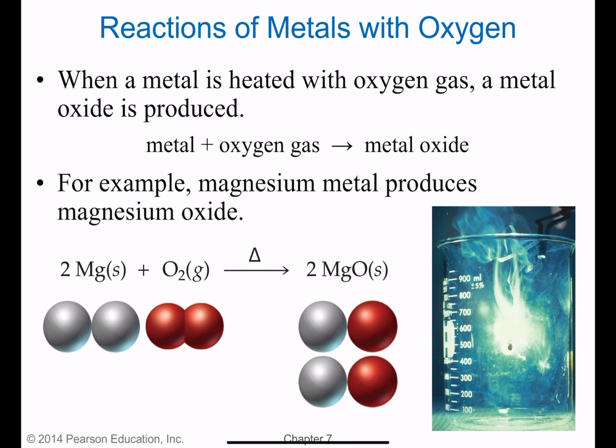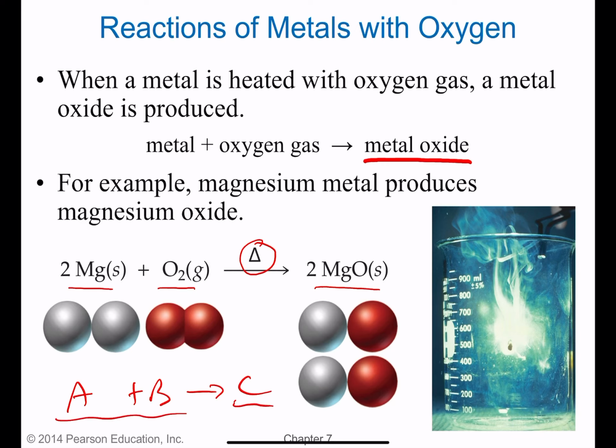So first off, a metal with oxygen gas, what we're going to usually make is the oxide of that metal. So for example, magnesium metal, heat it up. So here's our symbol for heat with oxygen gas. We make magnesium oxide. So again, we have two things combining to make one thing. So that's why we're calling this a synthesis reaction, because we have two reactants makes one product.